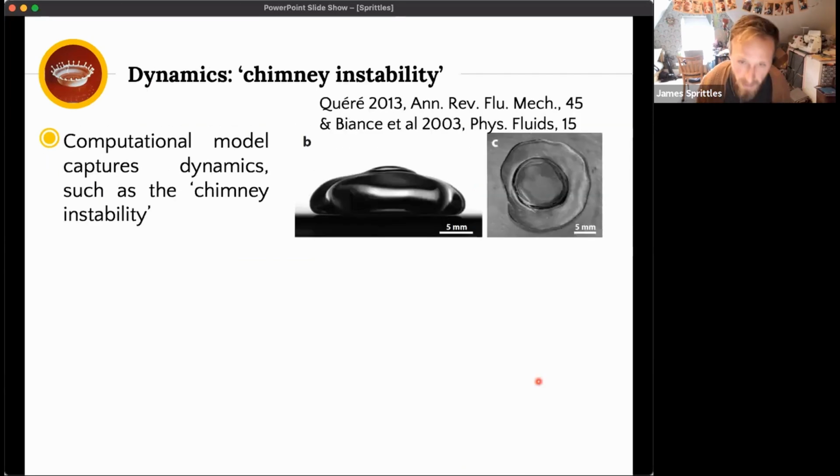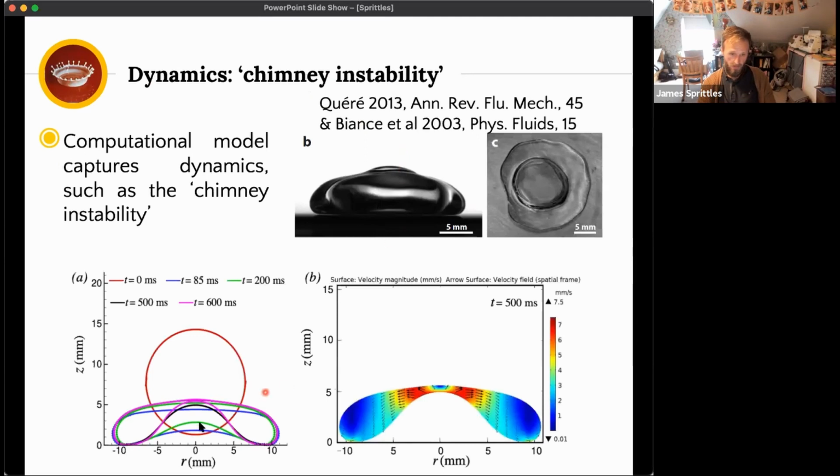So what's nice, as I mentioned, is we can capture dynamics. The most interesting dynamical effect is the so-called chimney instability, where for sufficiently large drops, the vapor essentially punctures through the top of the drop. And we can see that in our simulation. So we start with a drop, we deposit it, it forms a puddle, and then this chimney instability kicks in, and this is the kind of shape we see just before the puncture.